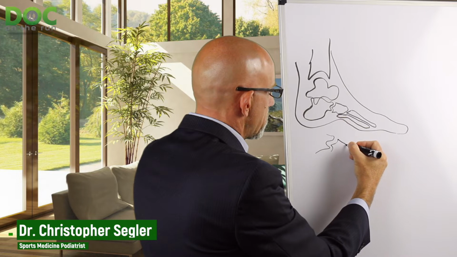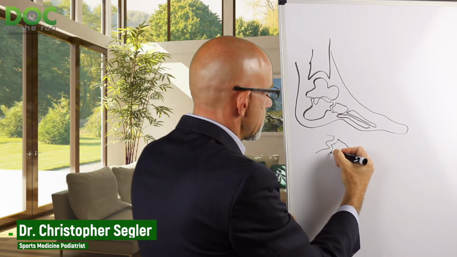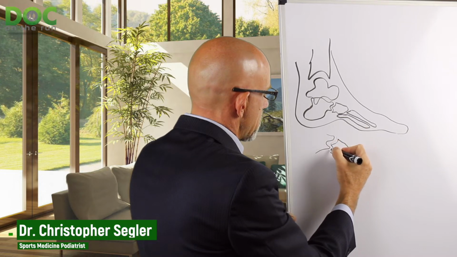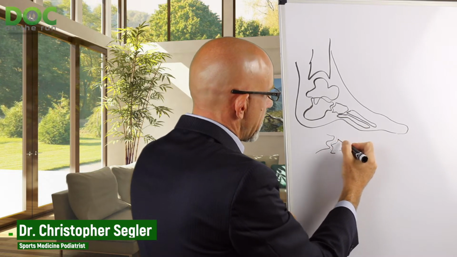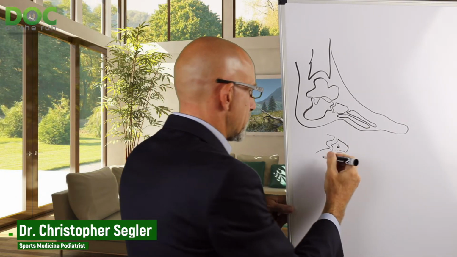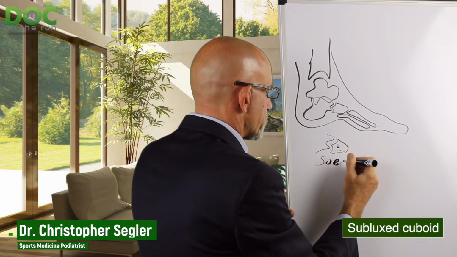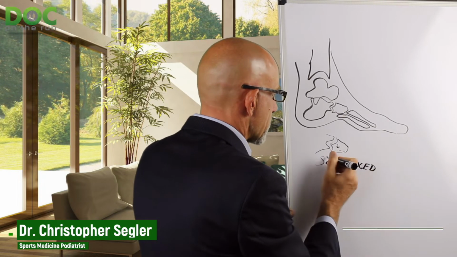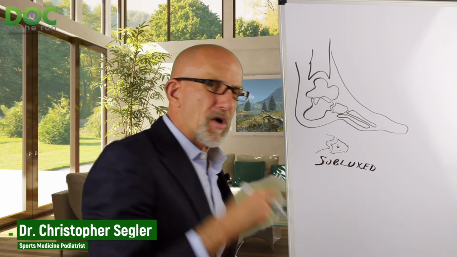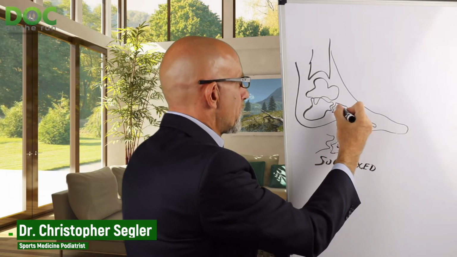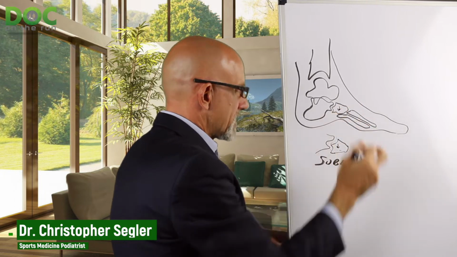to where it's a little bit out of position, let's say it's supposed to be sitting up here, like that, but it actually drops down a little bit. That's what we call a subluxed cuboid. Subluxed is not dislocated, meaning it's not completely out of joint, but it's sort of partially out of joint. It's a little bit out of position. So if the cuboid drops down and causes a subluxed cuboid, it can start to hurt.